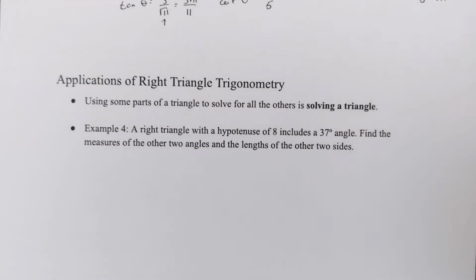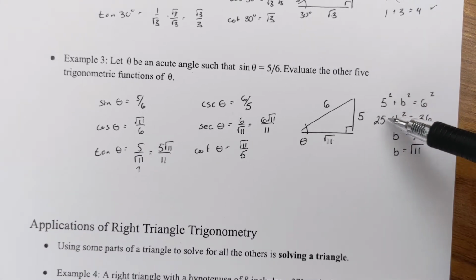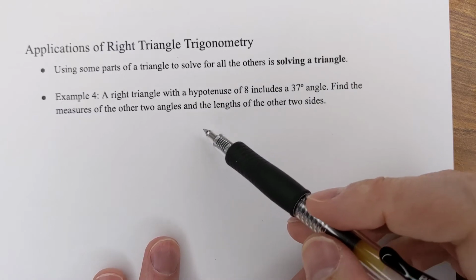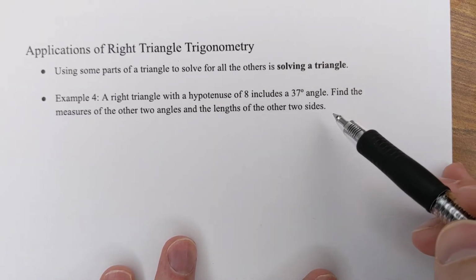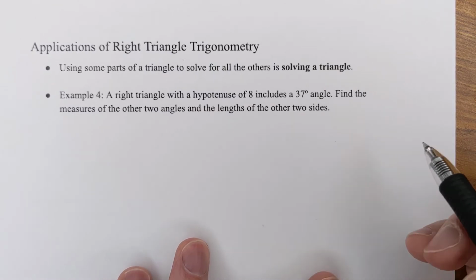Okay, applications. So using some parts of a triangle to solve all the other parts of the triangle, which is what we just did up here. A right triangle with a hypotenuse of 8 includes a 37-degree angle. Find the measures of the other 2 angles and the lengths of the other 2 sides.